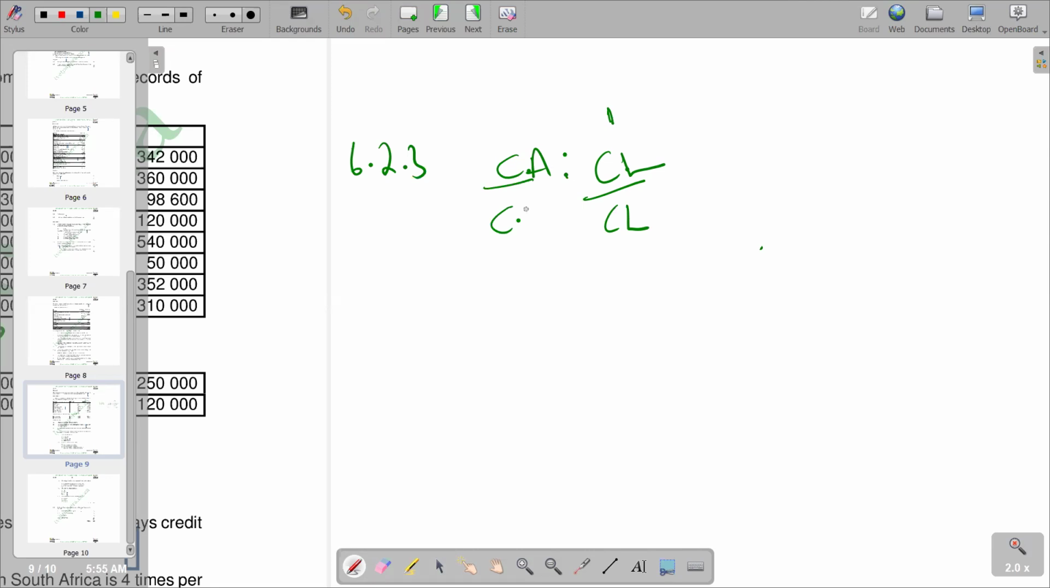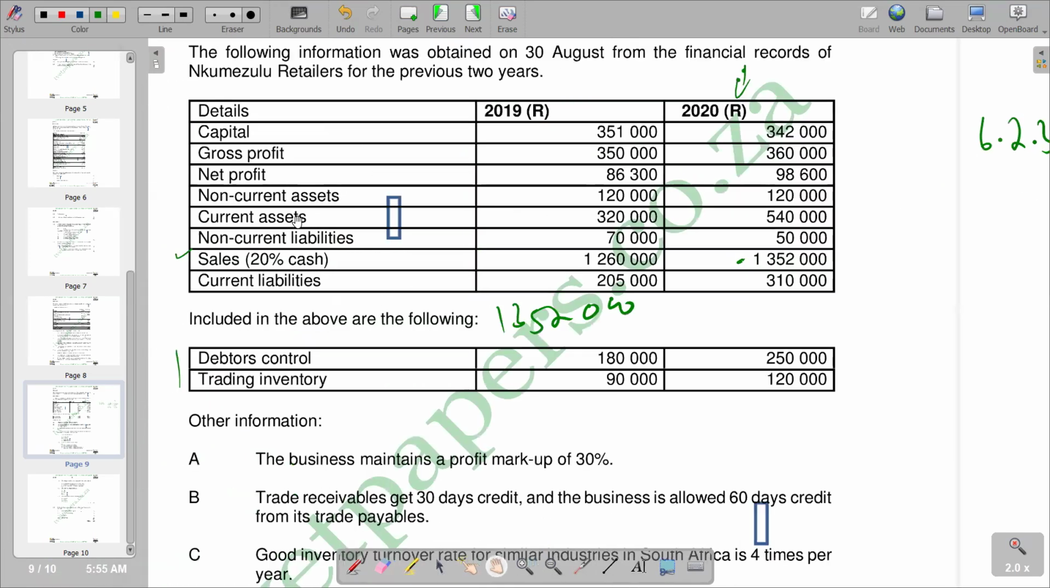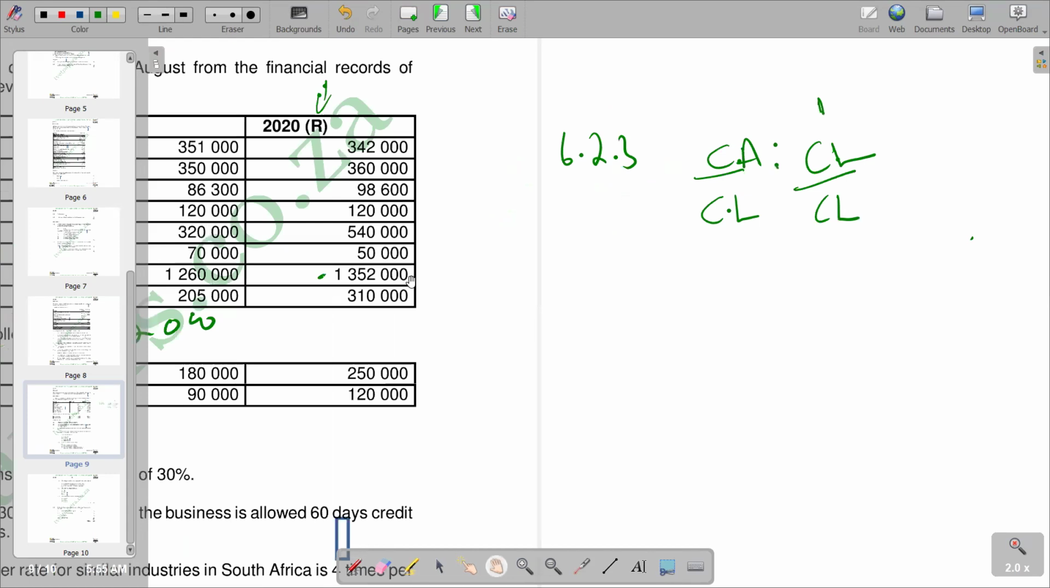This is the basic calculation: when you divide by current liabilities both sides, we leave the right-hand side as 1. And then we just check the figures for current assets and current liabilities in the question. Come back here, you see that our current asset figure is 540,000. Then current liabilities, we've got 310. So 540 is to 310. So you just come here.